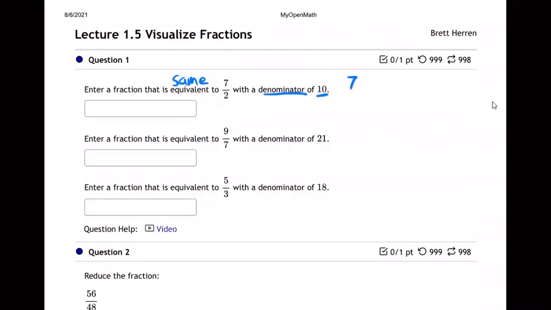So they want me to take 7/2 and make it into a new fraction with a denominator of 10. Does that make sense? So that equal sign means equivalent, right? They want me to make a new fraction. Like I can't just make it, I don't know, like 3/10. That would not be equivalent, would it?